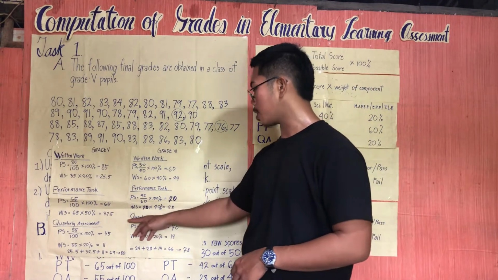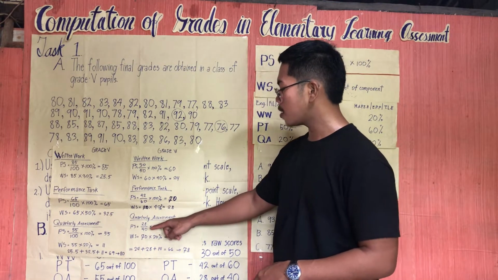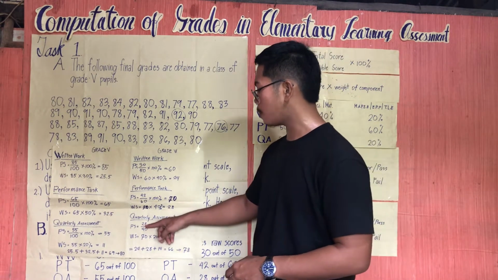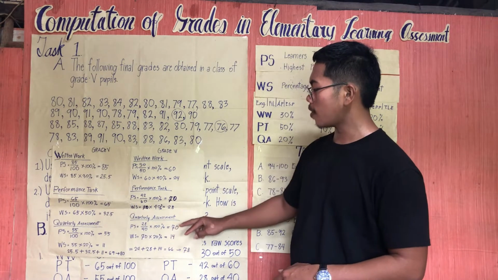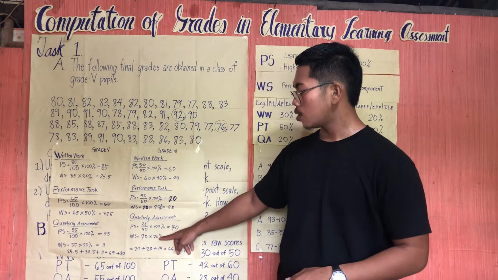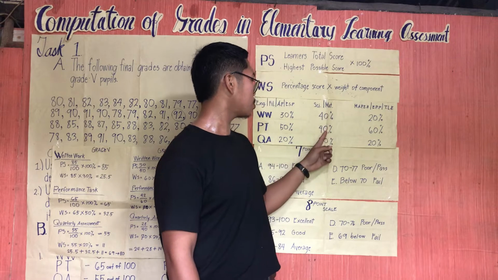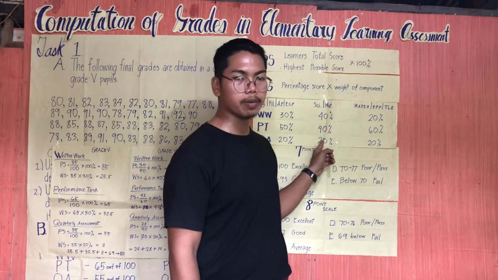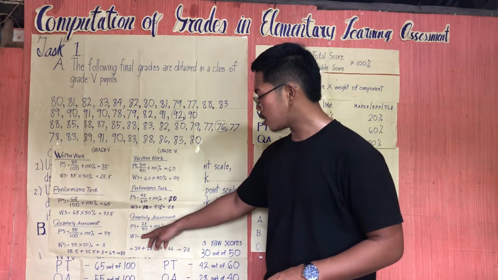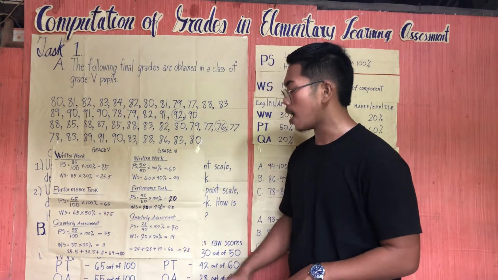And also the same for the quarterly assessment. Percentage score is equal to 28 over 40, since 28 is given and the 40 is the total highest possible score, times 100 is equal to 70. And for the weighted score is 70 times 20%. 20%, since the corresponding weight of component of the mathematics quarterly assessment is 20%. And we will now multiply the 70 times 20%, equal to 14 weighted score.